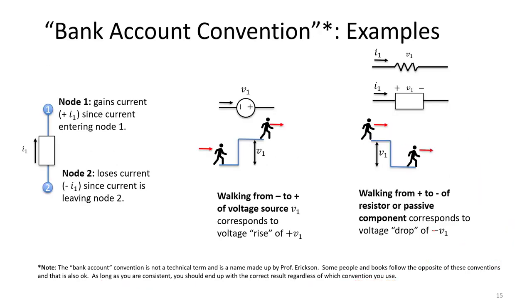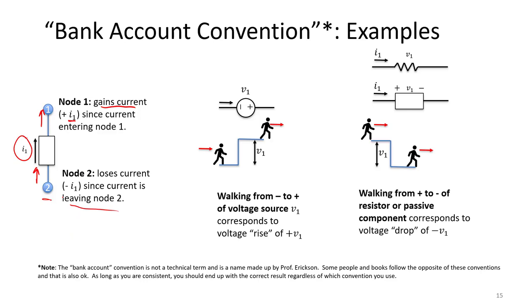Let's look at a few more examples of this just to help everybody visualize what's happening. So once again, if I have current entering a node, like node 1, that node is gaining current. Here it would gain plus I1 because current is entering that node. However, node number 2 down below, current is exiting node 2, so node 2 is losing current. We would treat the current leaving node 2 as negative relative to that node.